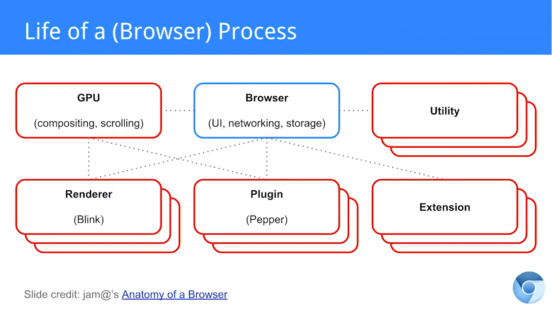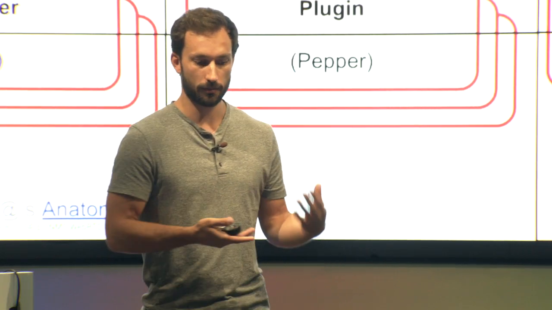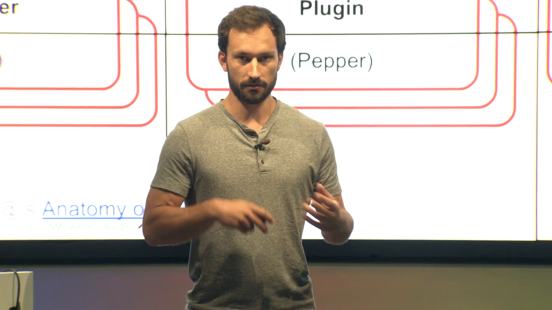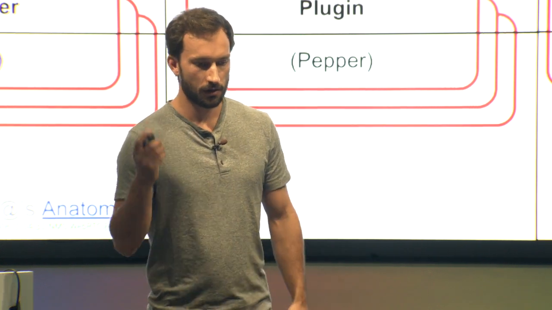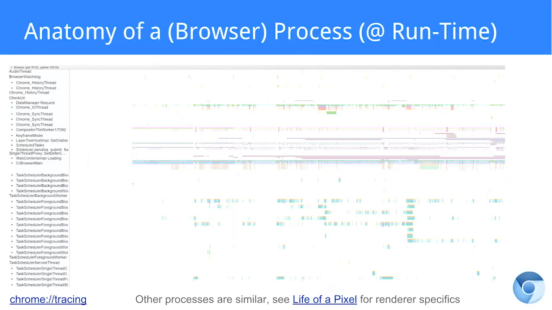So how does this work in the back? Today I'm going to dig into what happens inside of the browser process. Yesterday, this is a slide from Jam's Anatomy of a Browser, which hopefully you attended. So we have a multi-process architecture. I'm going to go into what happens inside of the browser process. Other processes are similar, perhaps simpler, because they don't have to worry about disk I/O and so on. Here's the anatomy of a browser process. You don't have to squint at the left-hand side. I'm going to go into explaining a bit what this means.